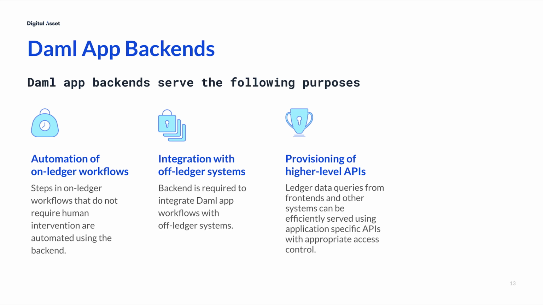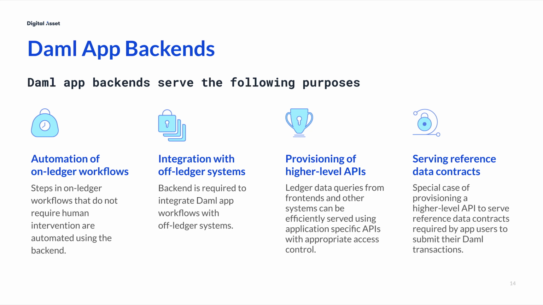To provision higher-level APIs. The participant nodes ensure that all your application's data is synchronized in real time across organizations. However, front ends and other systems often need to run particular queries over this data. The backend's job is to serve these queries from application-specific APIs with appropriate access control and performance characteristics. It is important to implement these queries in a way that scales to your application's needs. Using the Participant Query Store, or PQS, with application-specific indices is a good option to do it.